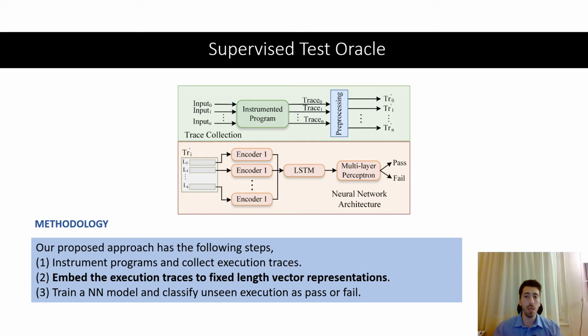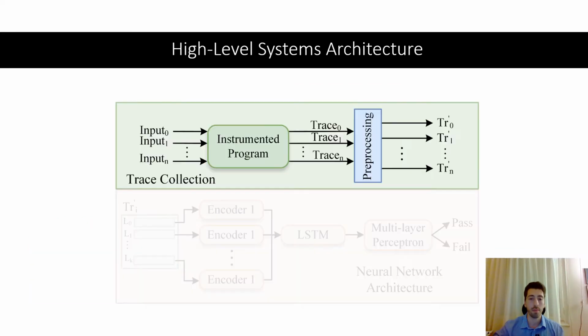Our approach can be divided into three main steps. First of all, we develop an automated framework that instruments programs and collects execution traces. Second, we develop a method to represent execution traces as fixed-length vector representations, which is one of our main contributions. Finally, we train a neural network to classify unseen executions within the same program as pass or fail. The first thing I'm going to discuss is how we instrument source code, how we collect all the execution traces, and then how we create labels for them before feeding them to the machine learning model.